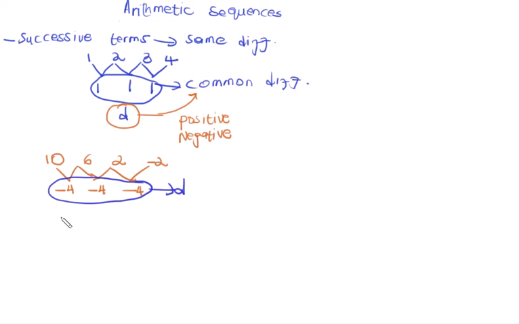So we make the following conclusions: when D is greater than 0, which means when it's positive, the sequence is increasing. And when D is less than 0, which means when it's negative, we have a decreasing sequence.